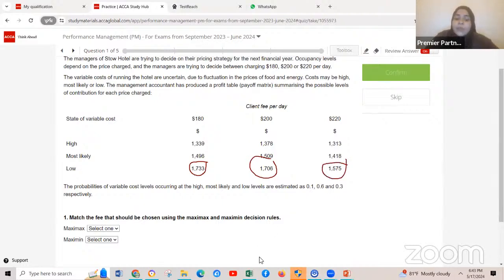Now, out of the best, what is the best contribution outcome? So you all tell me, what price will the maximax manager select? Which price will give him the biggest return? 180. So that manager will select the price of 180.